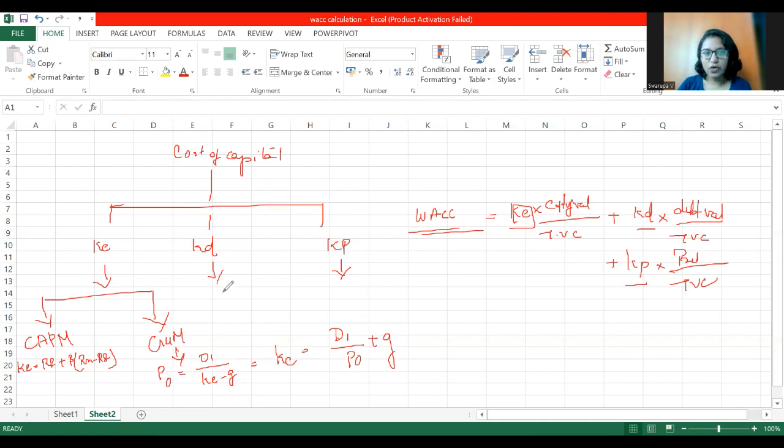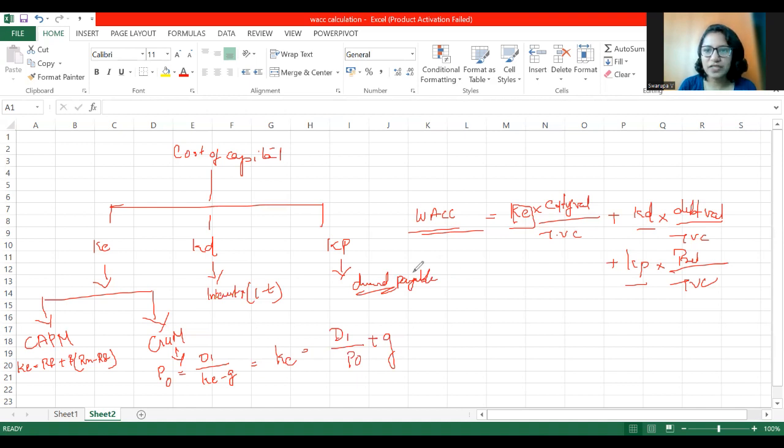KD is cost of debt. What is the cost of debt? Cost of debt is generally your interest. So an interest is tax deductible, so interest into 1 minus tax. If there is any flotation cost or there is a redemption at a premium, then we need to add the premium part also, that we will see how we will be doing it in the question that we have in hand. KP is the dividend. Dividend payable will be the cost of preference shares, again plus any flotation cost.